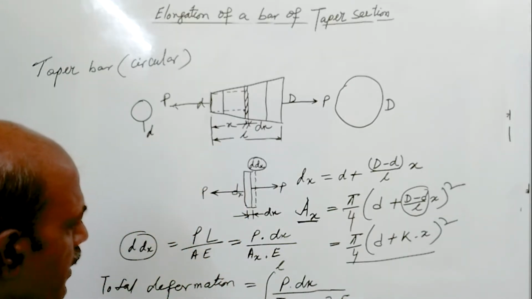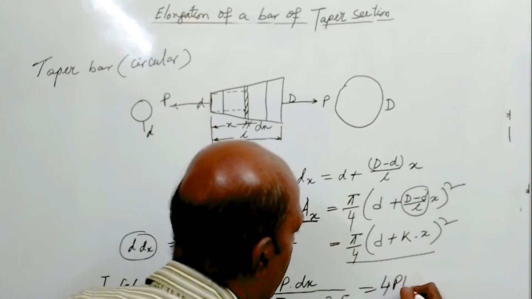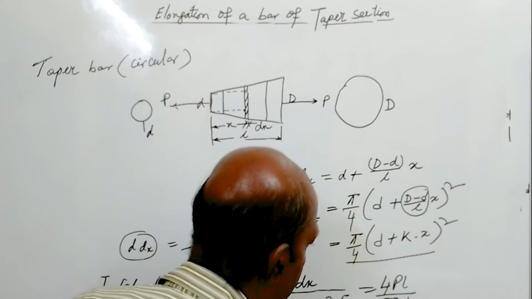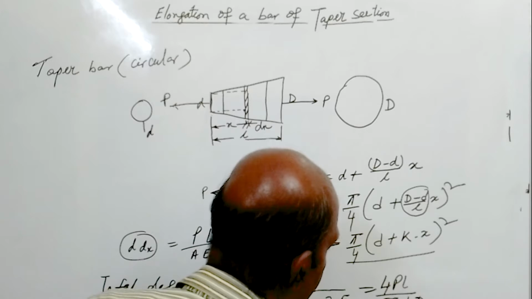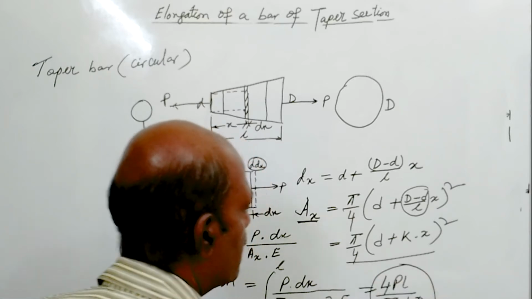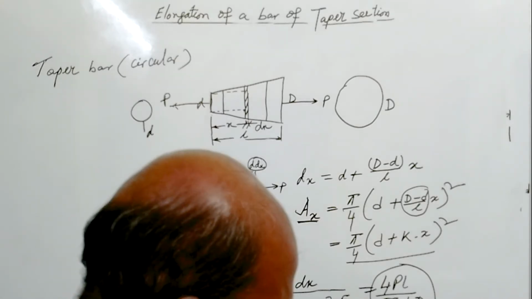Okay, so if we do the integration of this, it will give 4PL by pi E into small d into capital D. So this is the deformation produced in the bar under load P, where the taper bar has diameter small d at one end and capital D at the other end, and the length of the bar is given as L. So this will be the total deformation produced in the bar. So this is the case of a taper bar of circular cross section.